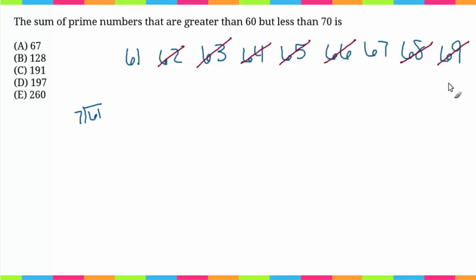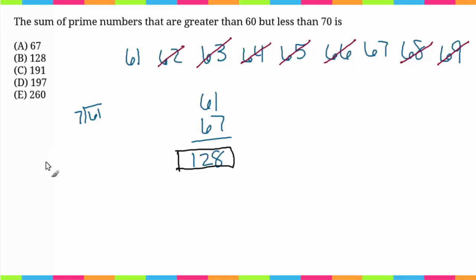So now we are left with our two prime numbers, which are 61 and 67. Let's add those up, and we get 128. And this here is our final answer. If we take a look at the answer choices, that would be letter B.